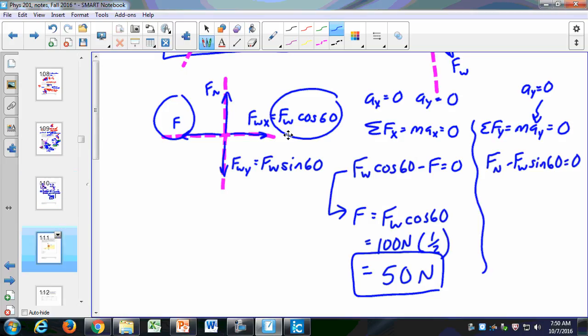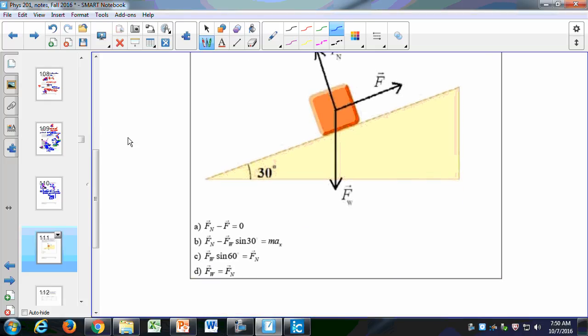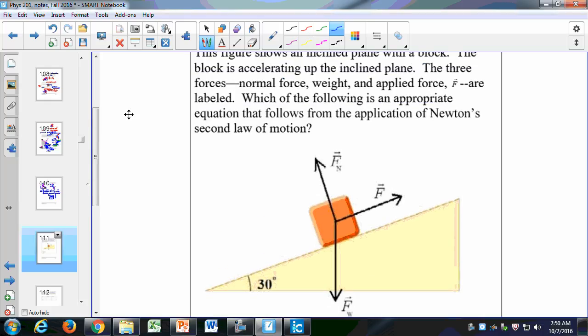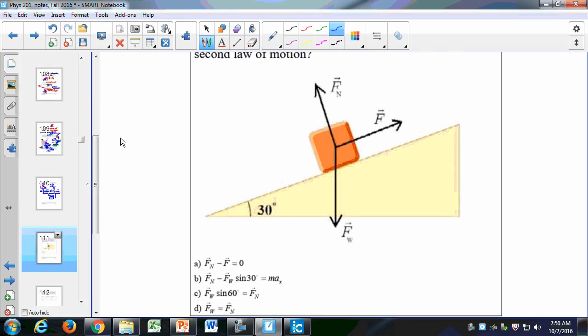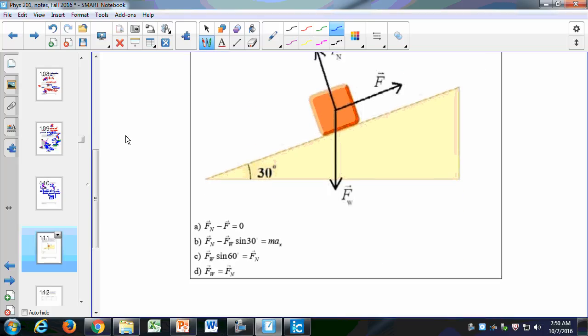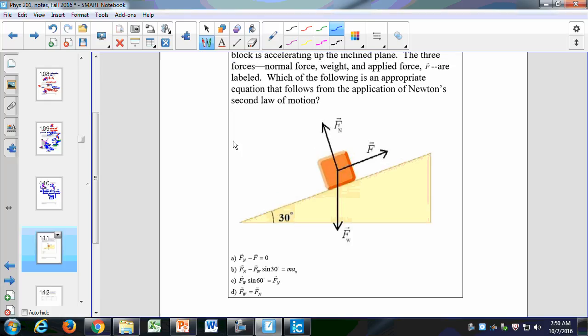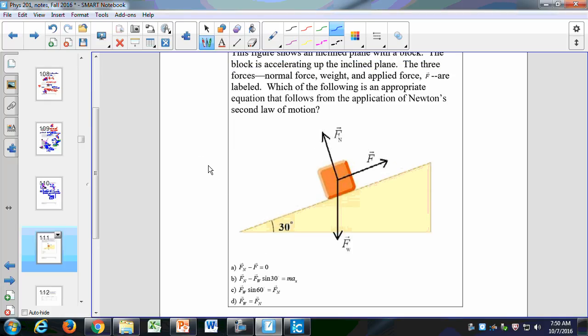Let's try this clicker question first, actually. You'll probably see a question like this. This is an inclined plane. Hold on, let me make a change here. No, I'm going to let you go with it. So let me zoom out. So it's an inclined plane. There are four equations here, and I want you to tell me which one is actually correct.